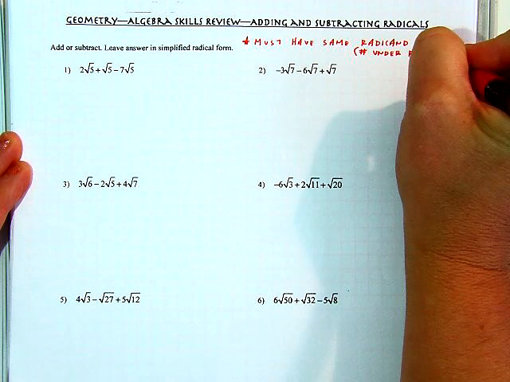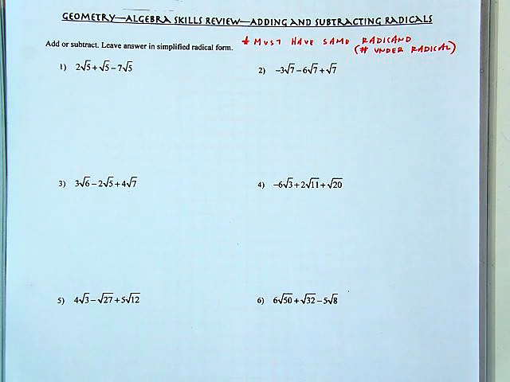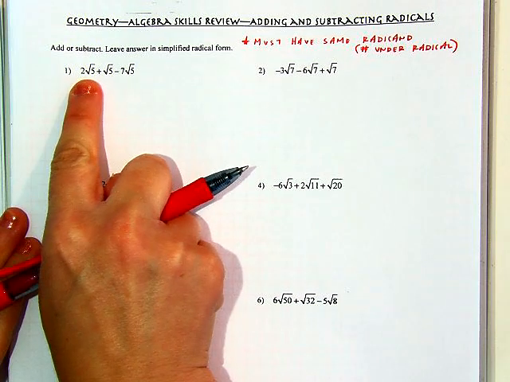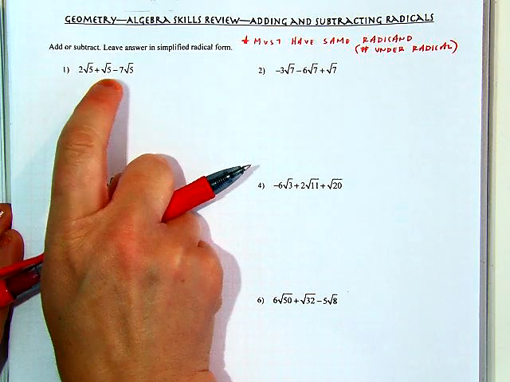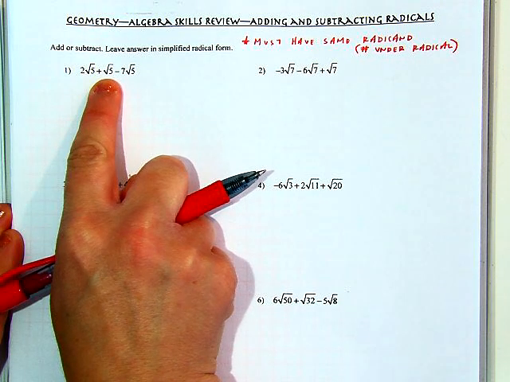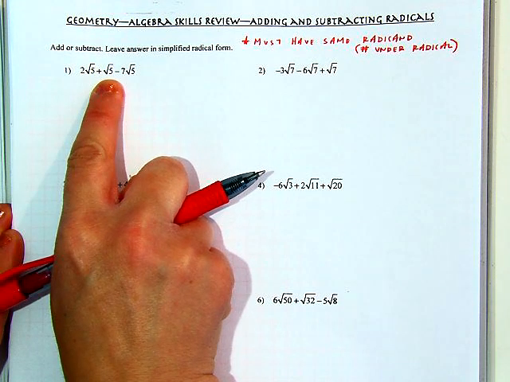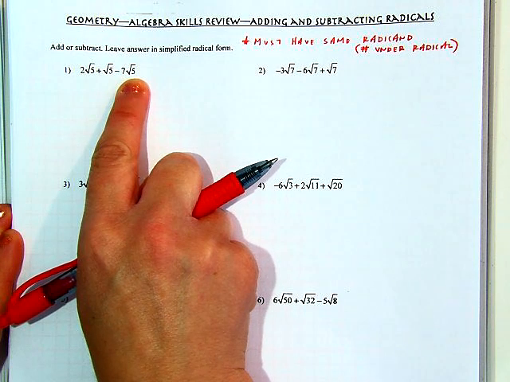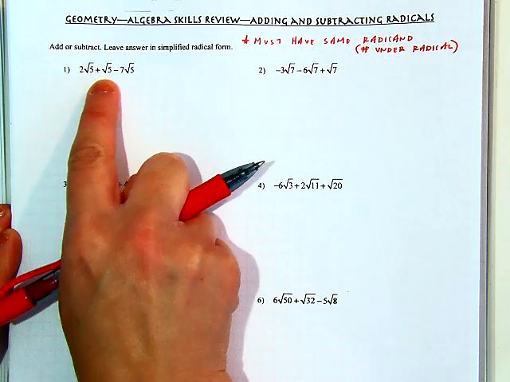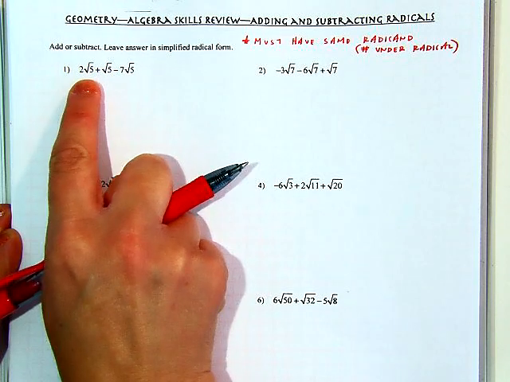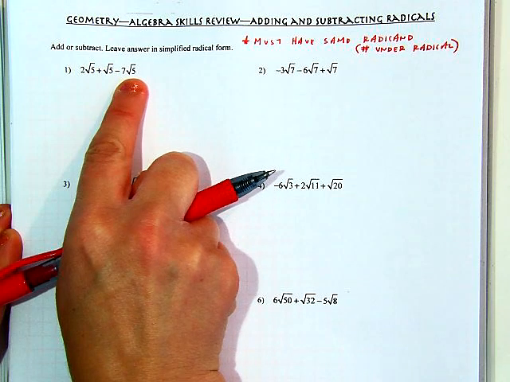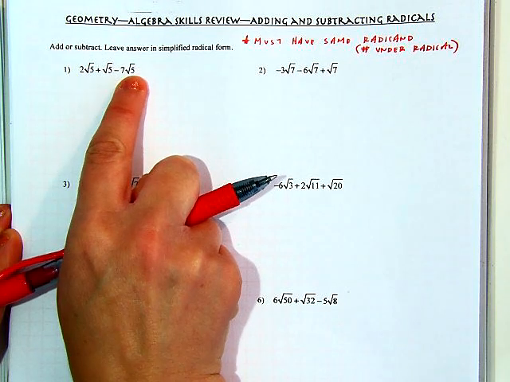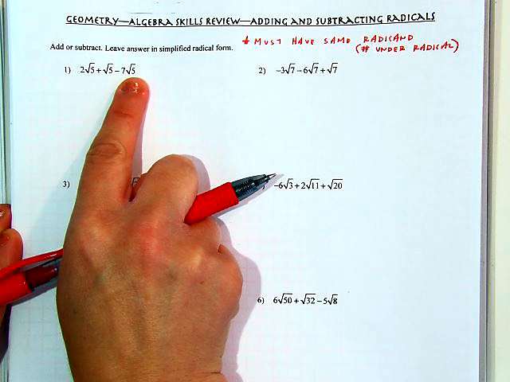Okay, and in all of my examples, we're looking at square roots. So when I look at my first example, I have 2 square root 5 plus the square root of 5, right? It's implied that there's 1 square root 5, okay, minus 7 square root 5. So when I look at all of these, I have 3 separate terms. They're all in terms of the square root of 5. So they do have the same radicand, so I can go ahead and combine them.